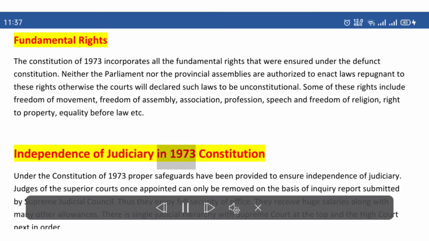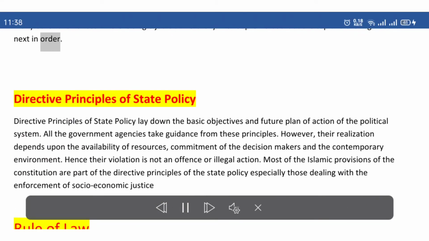Independence of the judiciary in the 1973 Constitution. Under the Constitution of 1973, proper safeguards have been provided to ensure the independence of the judiciary. Judges of the superior courts, once appointed, can only be removed on the basis of inquiry reports submitted by the Supreme Judicial Council. Thus they enjoy full security of office. They receive huge salaries along with many other allowances. There is a single judicial hierarchy with the Supreme Court at the top and the High Court next in order.